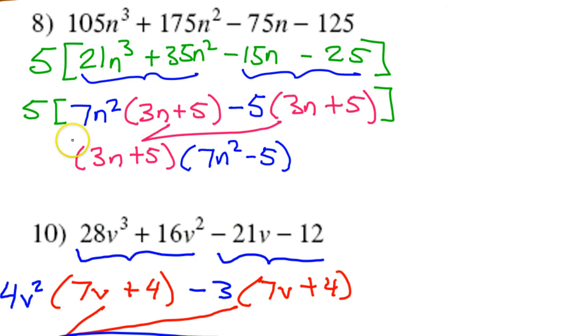Now I'm not going to really need these green parentheses anymore because it was just to keep the 5 out here. But now that it's all multiplication, I don't need these green parentheses anymore. So this is the final answer: 5 times 3n plus 5 times 7n squared minus 5.